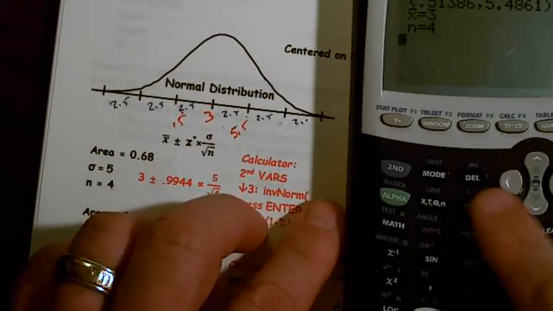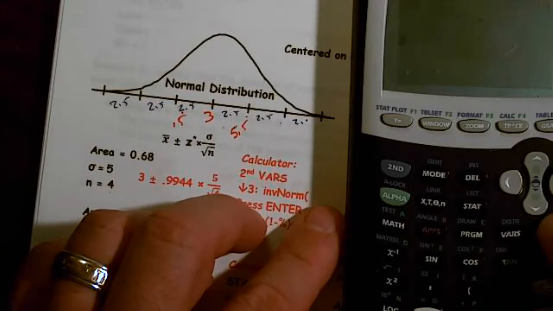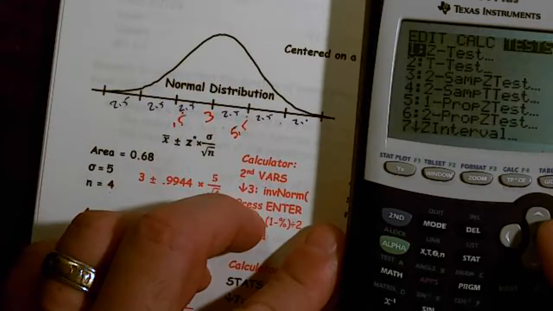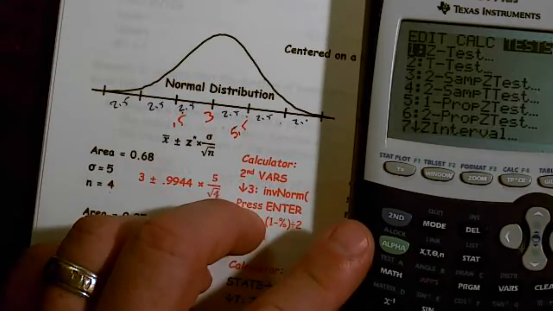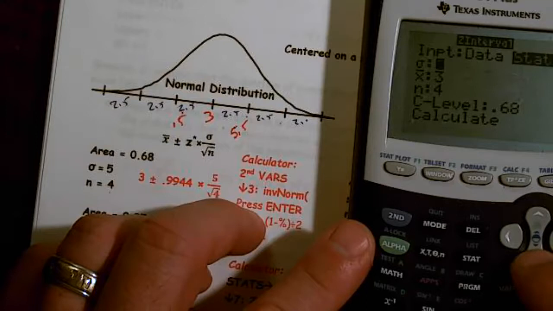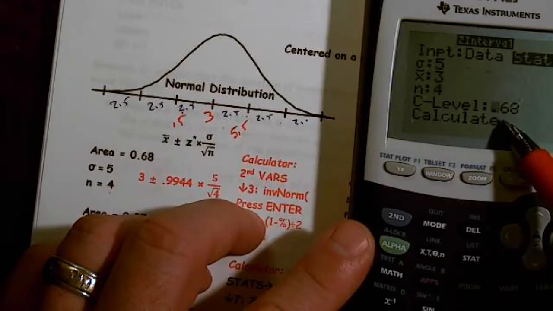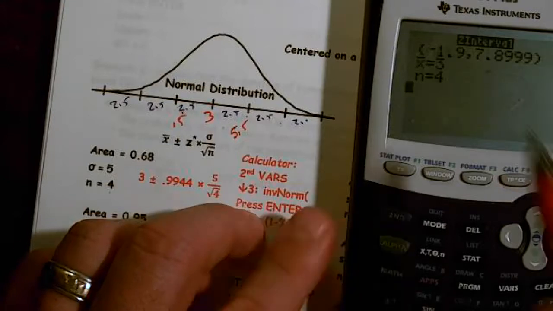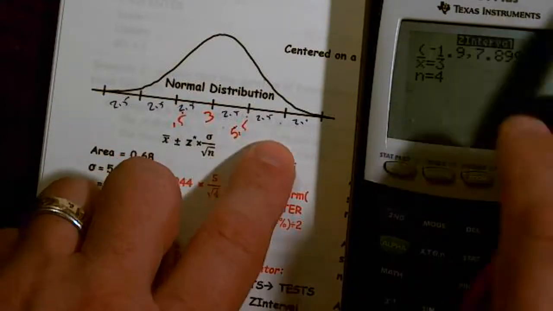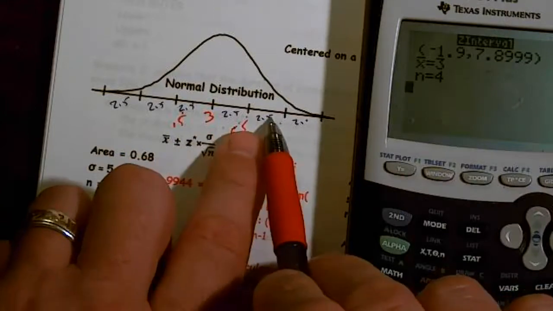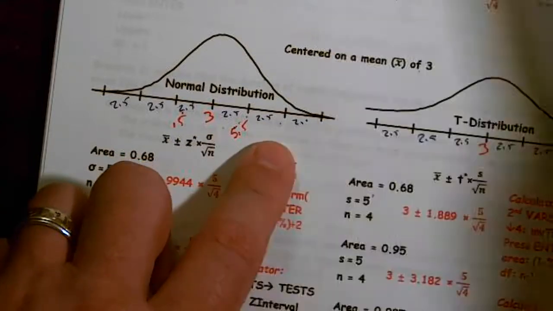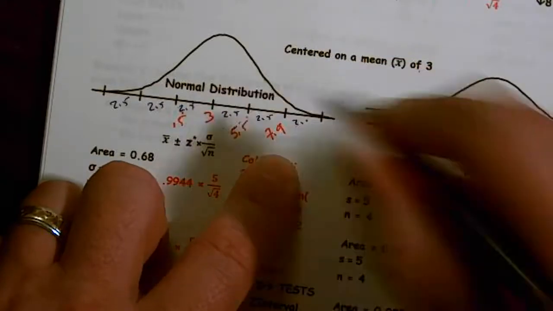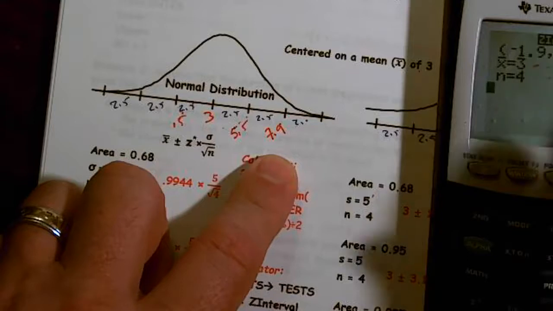If I go back and do the same thing, stats, test, and I'm going to do number 7. But I'm going to change my confidence level from 68% to 95%. So this should be plus or minus 2 standard deviations. And we knew that we're supposed to be about 8, and we're at 7.9, so pretty close, just by rounding. And we have a lower bound of negative 1.9.